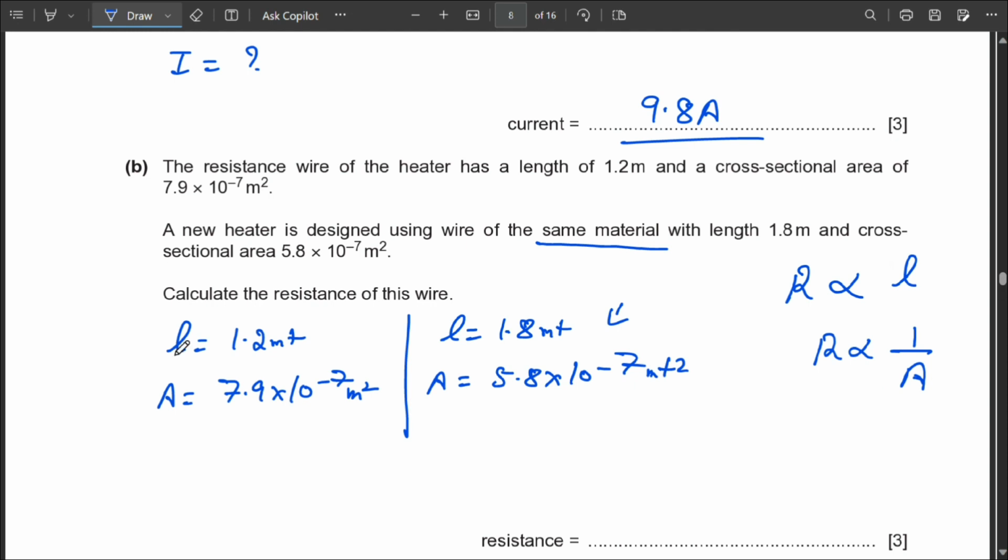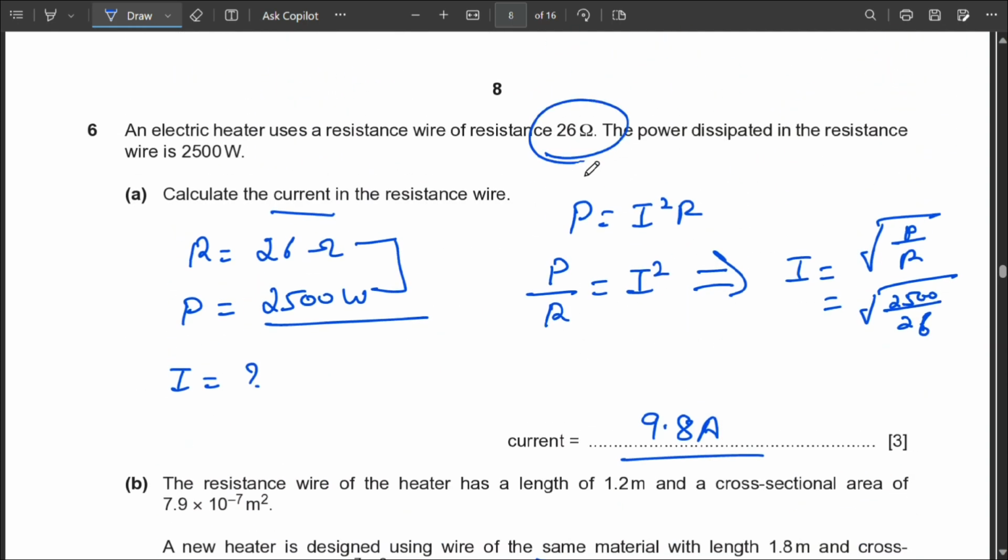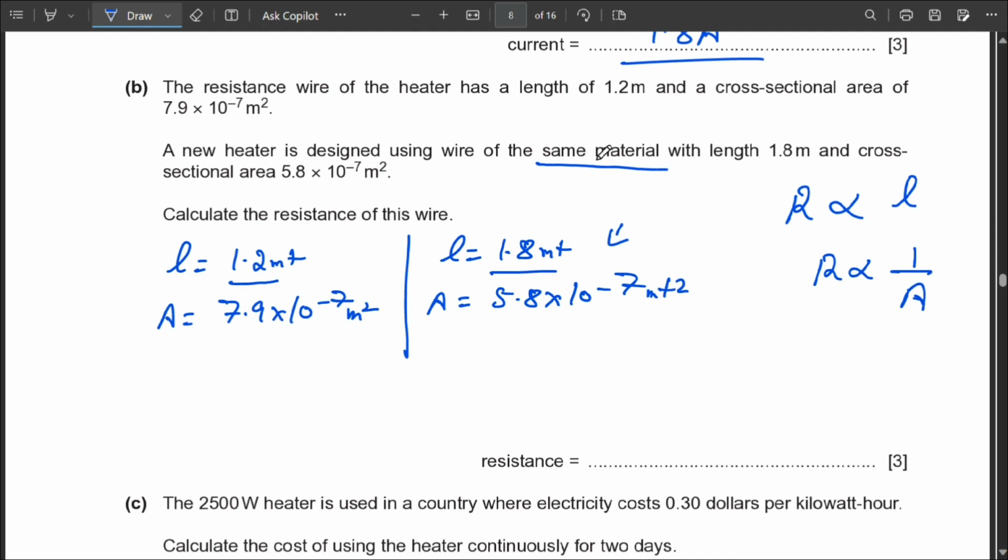Now you see what is the length? The resistance is already 26 ohm, that is given to us. So we write 26 ohm over here. For the new wire, 1.8 upon 1.2, you do the ratio. This is 1.5. So it's directly proportional, so what do you do? Into 1.5.